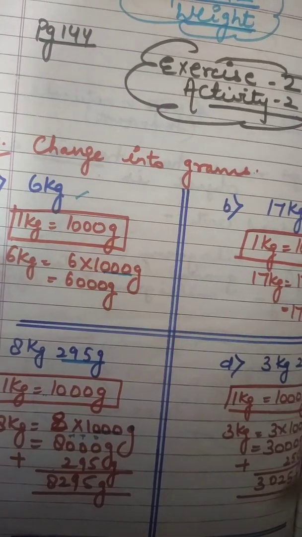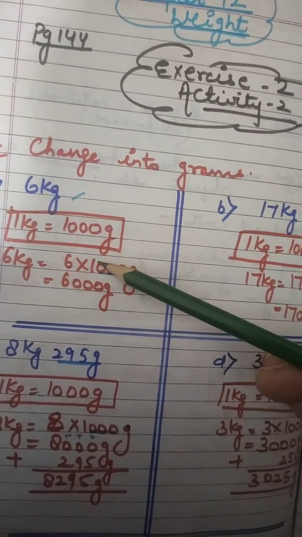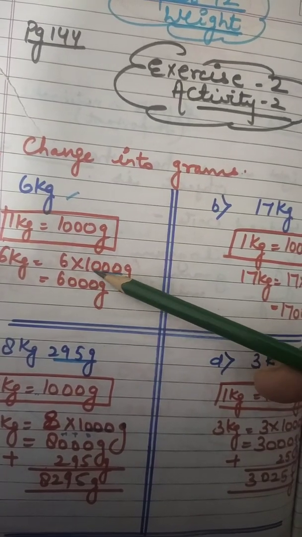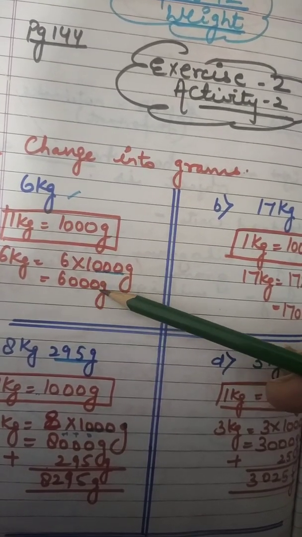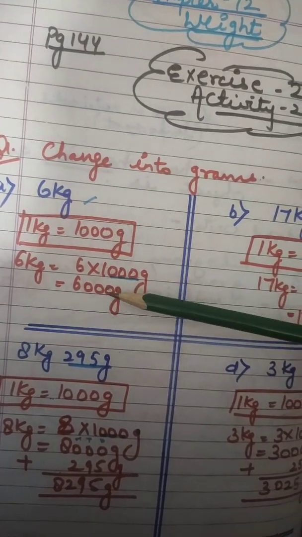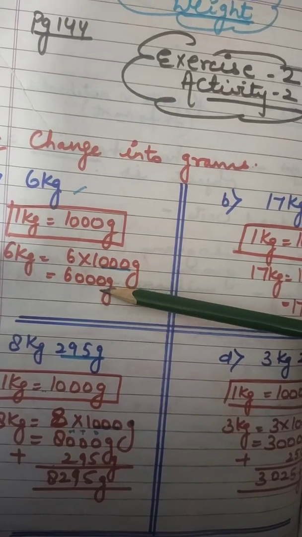Then see the numbers. 6 is here and 1 is here. So 6 ones are 6. How many zeros are there? 3 zeros. Write 3 zeros. So it is 6000 grams. 6 kg is changed into 6000 grams.